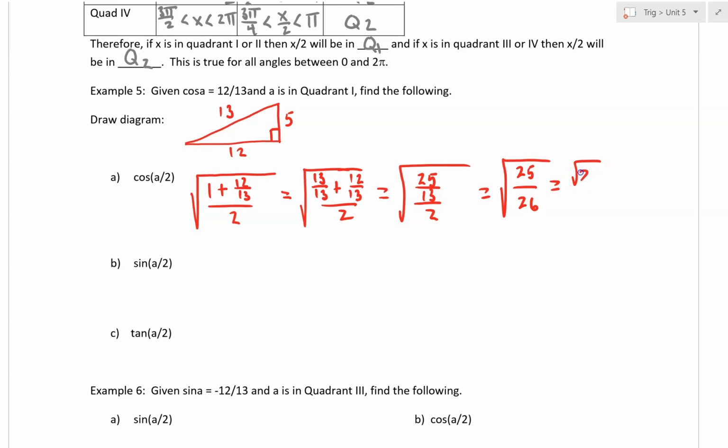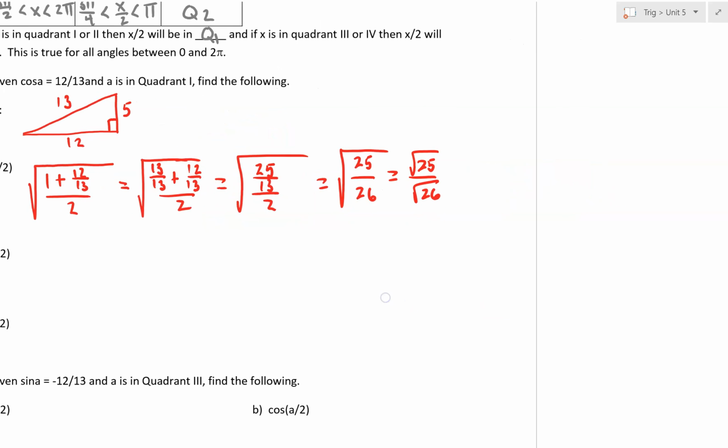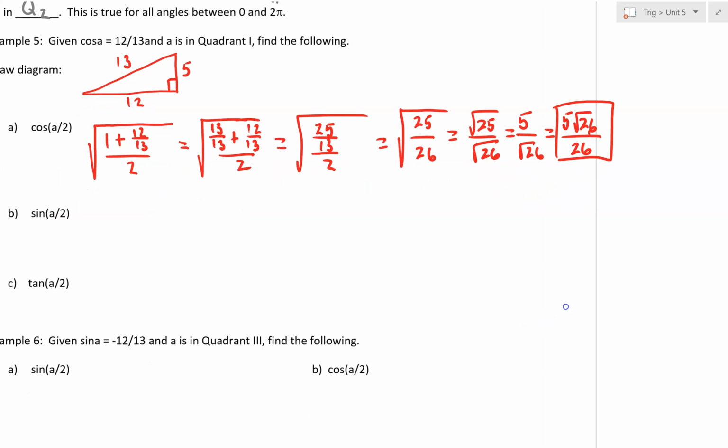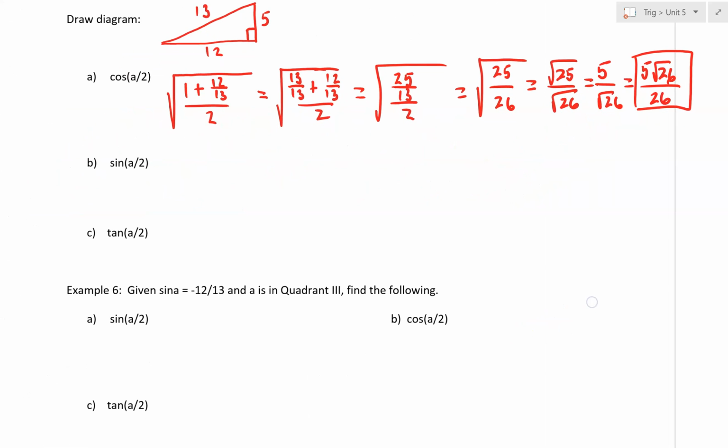That means break this in two, that's 25 over the square root of 26. That's going to make this 5 over the square root of 26. And then when you rationalize, you're going to get 5 root 26 over 26. And here would be the answer to the first part of it. Hopefully we see that that's the case.